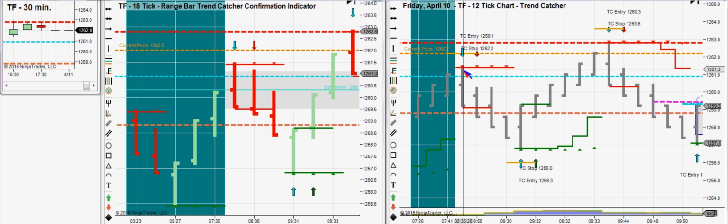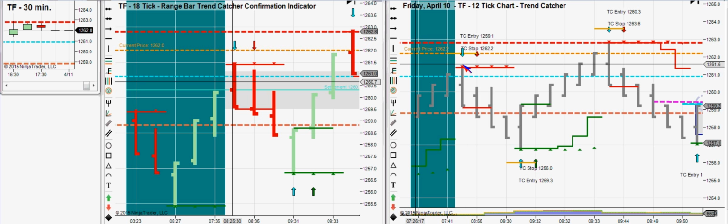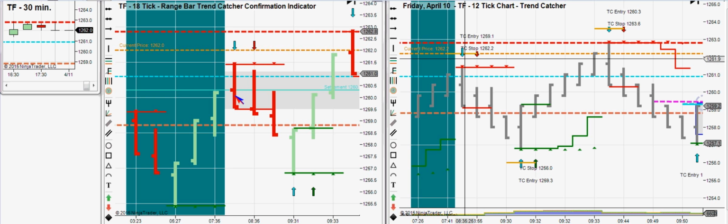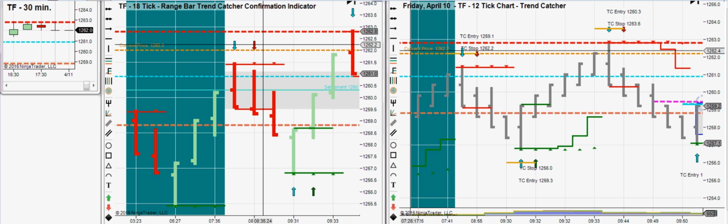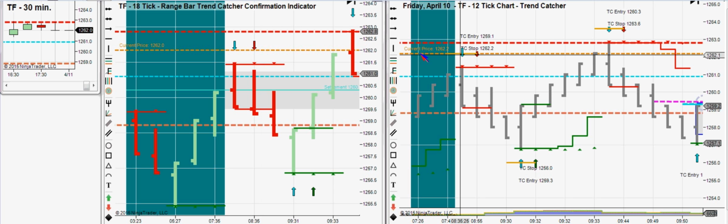Okay. So for the method of confirmation that I use, when you get the arrow, you come over here to the range bar chart and you look and see where you are on the range bar chart the moment you got the signal on the trend capture chart. Ignore the arrows that you see over here from my range bar confirmation chart. Those mean nothing. Look at the arrows that you get over here on the right-hand side.